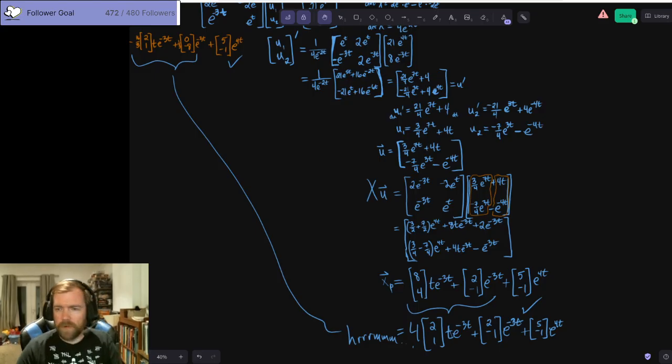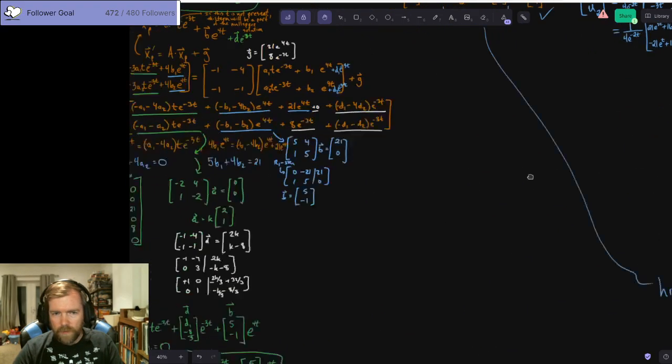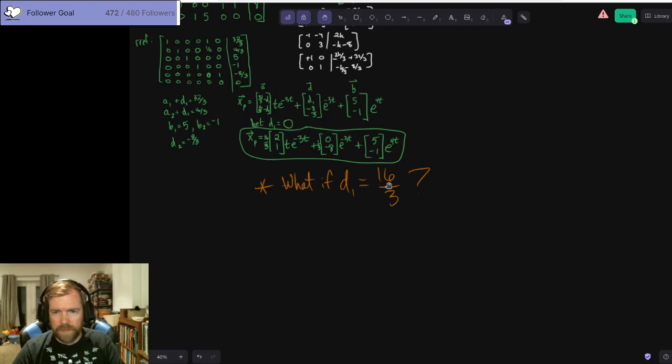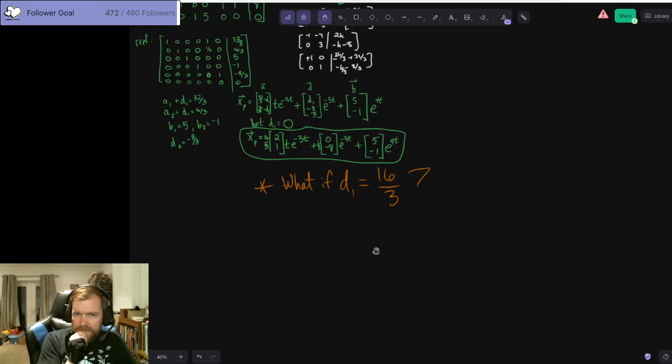And then we are going to continue this discussion that we had here about what happens if we let D1 be 16/3 like we had planned over here. Can we then recreate the other that way? Can we recreate the other terms of the particular solution which came out from the other one? And then, right, would we be able to figure that part out without any of this stuff?